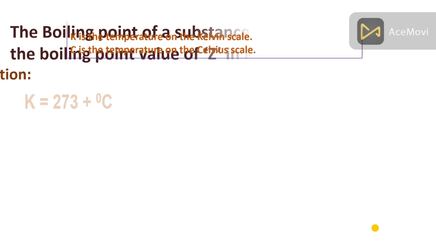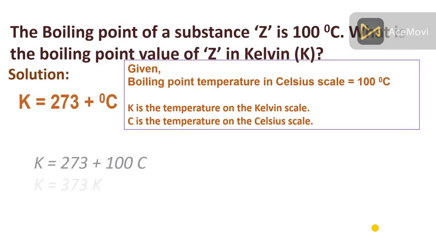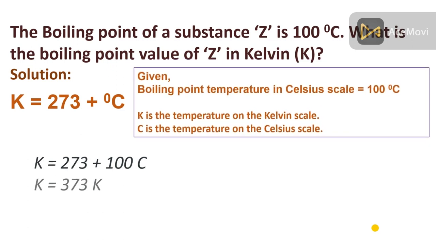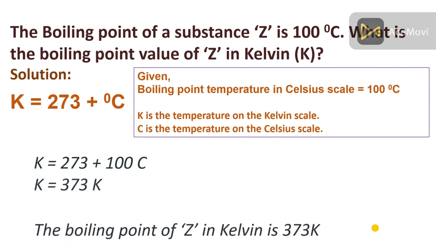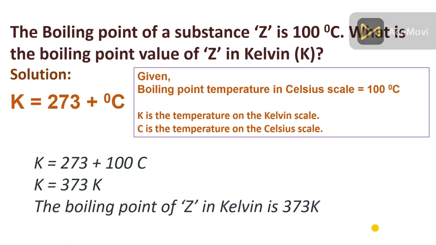Next question. The boiling point of a substance, Z, is 100 in Celsius. What is the boiling point value of Z in Kelvin? Let's look into the solution. The equation we're going to use is K equals C plus 273, where K is the temperature on the Kelvin scale, C is the temperature on the Celsius scale. Therefore K equals 273 plus 100. Finally K equals 373. So the boiling point of Z in Kelvin is 373.